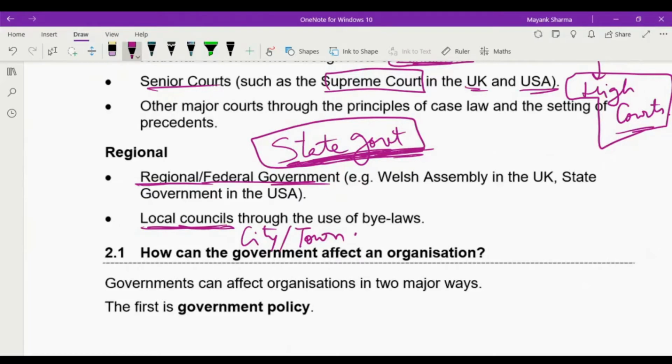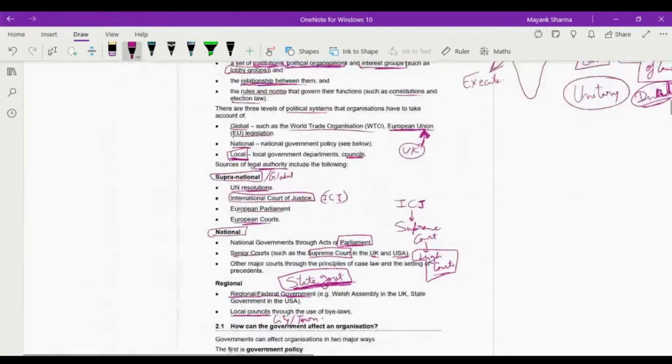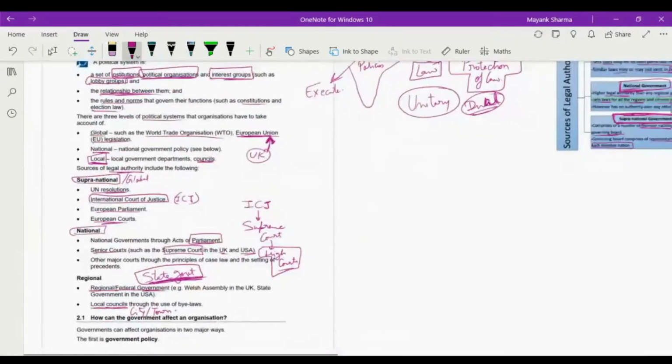So this is how a political and legal system looks. This is basically the hierarchy of political and legal systems.